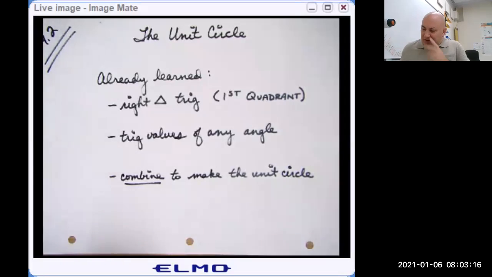So as you can see, in the first section, we learned about right triangle trigonometry. But when you have a right triangle, one of the angles is 90 degrees, so the other two have to be less than 90. So we were only dealing with angles in the first quadrant and dealing with triangles. Then we learned that you could do trig values of any angle. We just extended the concept of the triangle into the other three quadrants. Now we're going to combine those, and we're going to come up with the concept of the unit circle.